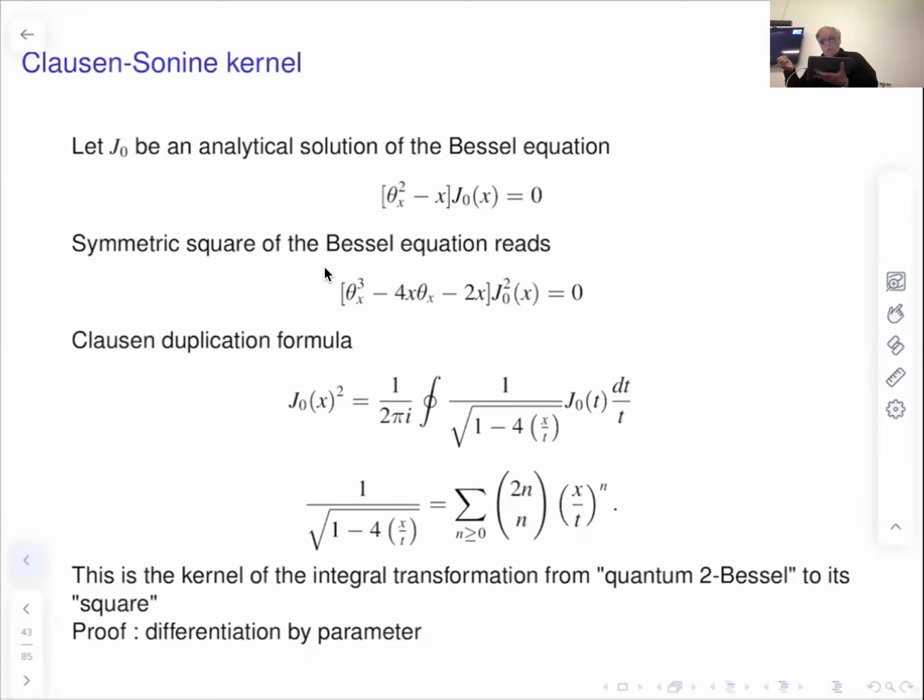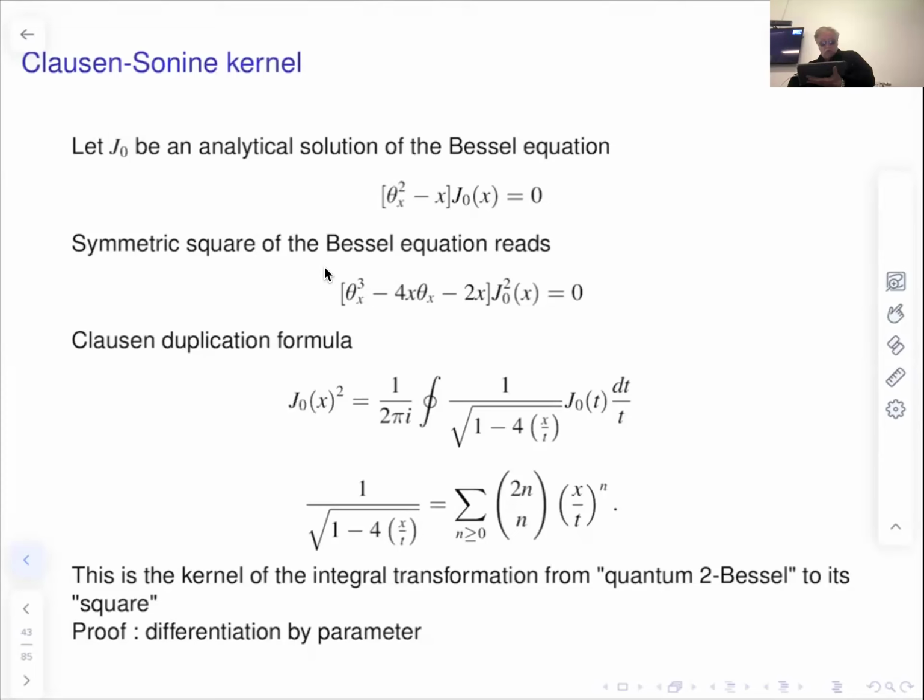Roughly speaking, if you have an equation of order 2, and you have any two solutions, you take the product and ask what equation I can write so that the products of any pairs of solutions are again solutions. It happens that it is an equation of order 3, and the coefficients of this equation can be uniquely recovered from the coefficients of the initial equation. For the case of Bessel, it is a very nice and simple third order equation with respect to theta, and we can write the duplication formula in integral form for this square.